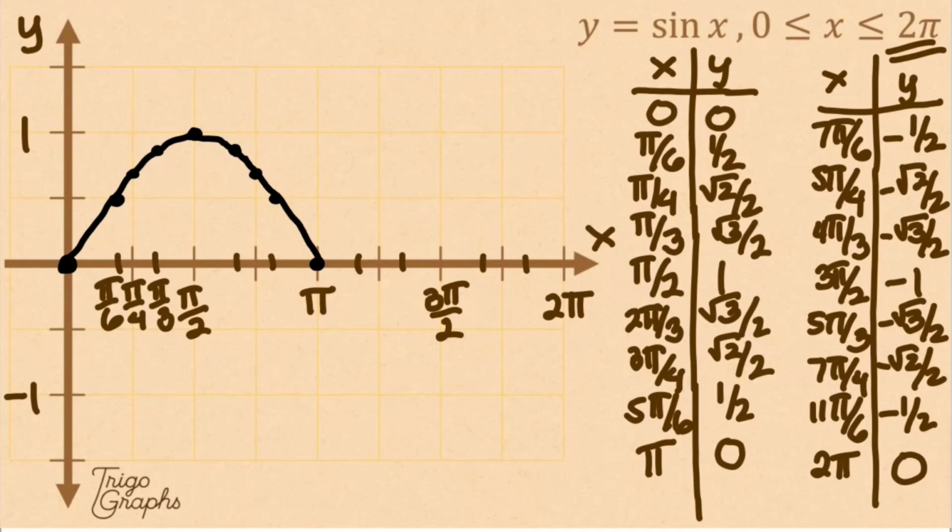But take note that our graph should extend until 2 pi. So let's plot the next few values. And we know that these are now negative values for our y. So you will have here -1/2, then -0.71, so somewhere here. Next will be -0.87, so somewhere here. Then you will have -1 for 3 pi over 2.